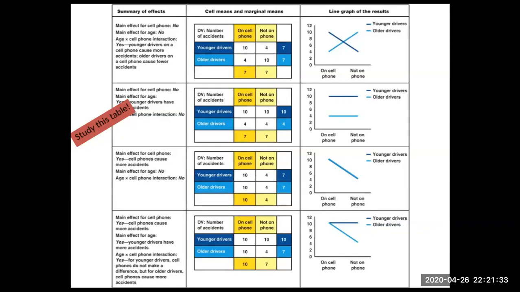Same number. So parallel lines and no interaction. Looking at the simple cells, simple subtraction here, if we look at younger drivers, 10 minus 10 is 0, 10 minus 4 is 6. Are 0 and 6 different from each other? Yep. Looking again down, if you go down instead of across, 10 minus 10 is 0, 10 minus 4 is 6, you get the same comparison. So either way, you see an interaction, both using the simple cells and looking at the graph.